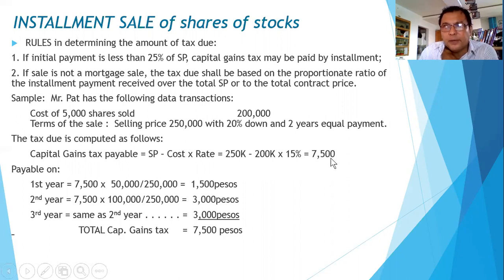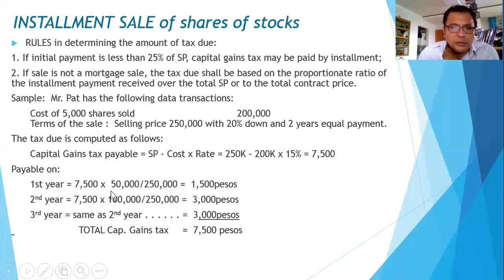But this 7,500 pesos is going to be paid by installment. How? On the first year, the payment would be 1,500 pesos. And the second and third year would be 3,000 pesos each. How is that computed? The total tax due is 7,500. Then we get the proportion of the payments made. For the initial payment, it is 50,000.